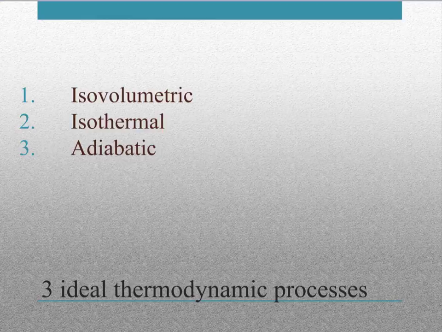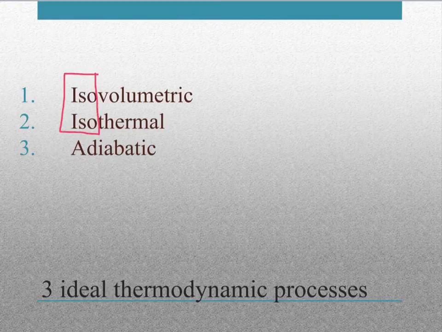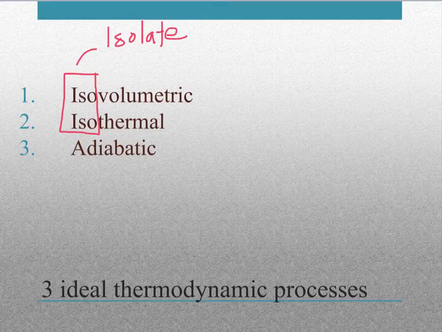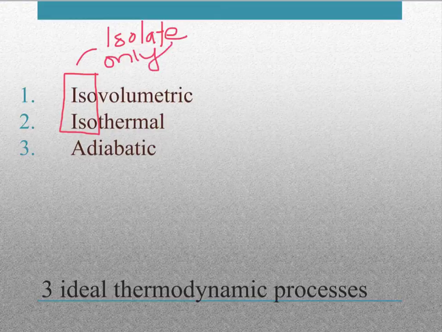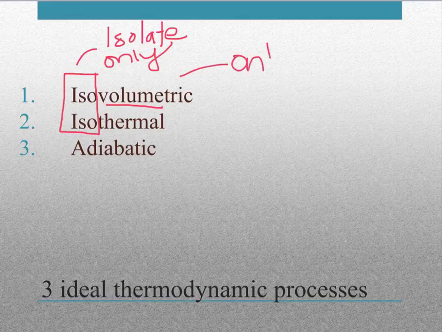So the three ideal thermodynamic processes are isovolumetric, isothermal, and adiabatic. And I just want to pause here to help you remember these words for a little bit later, and take a moment to see if we can recognize anything. So these first two words have the prefix iso, okay? And maybe you know the word isolate. Isolate means to put something off by itself, so it's separated from other things. And that kind of means the same thing here. You can think of it as saying only. Iso, and then we have this word volume in the middle, volumetric. So this one has to do with only volume.